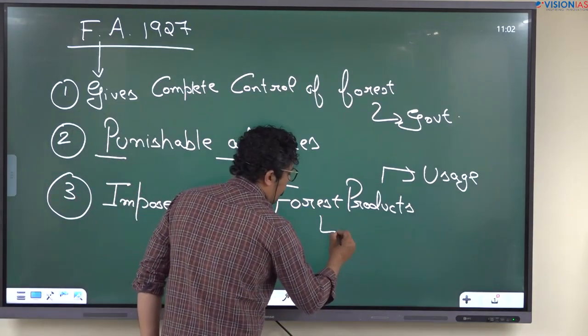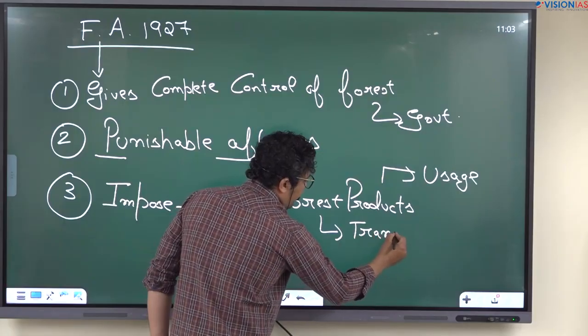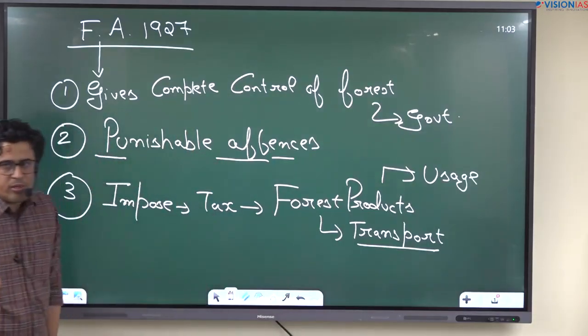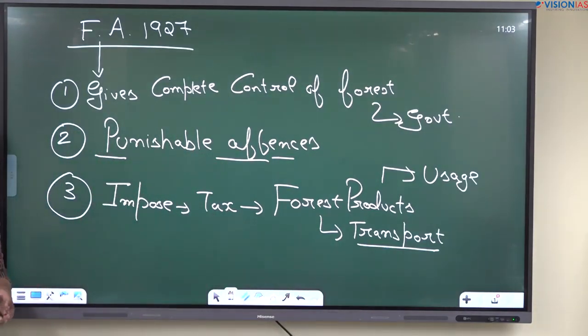Even if you are transporting the forest products, you have to pay the tax to the government. How do they collect the tax? Let's say you are an industrialist. You go to the forest department and you are taking wood from them. Now you are taking wood from the forest department plantation to your industry. You are transferring it. So in that transfer, you have to pay a tax. So tax is imposed on you if you are using a forest product, if you are transferring a forest product.